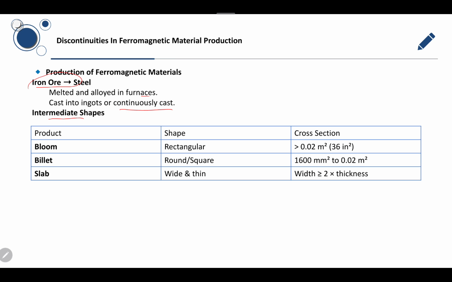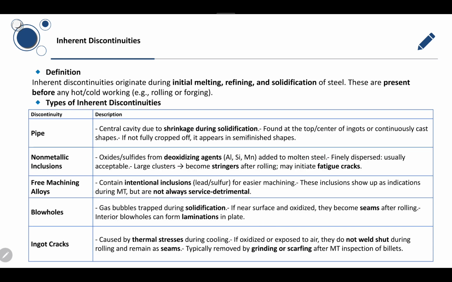Intermediate shapes. After casting, the steel is processed into various intermediate shapes, which are then further worked into the final products like blooms, billets and slabs. These only differ in shape and size. Next, inherent discontinuities. This is a crucial category of discontinuities.